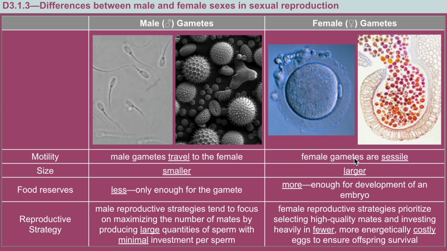Female gametes are sessile. They are not moving towards the males. They are much larger in size. They have more food reserves, enough for development of an embryo. And the reproductive strategy for females is to invest in fewer, more energetically costly eggs to ensure offspring survival, with the priority of selecting high quality males.